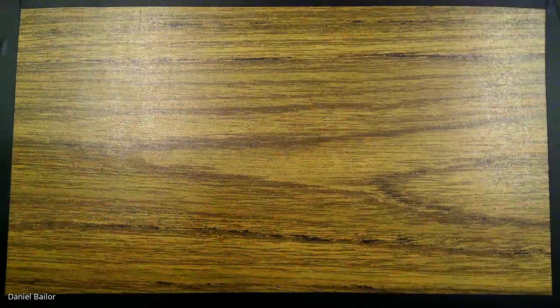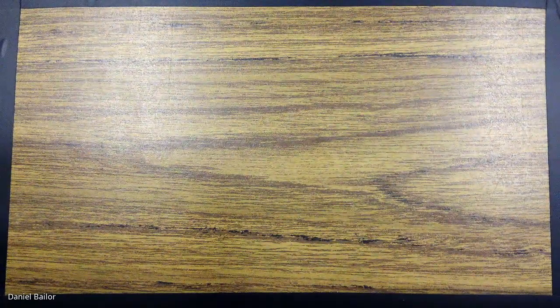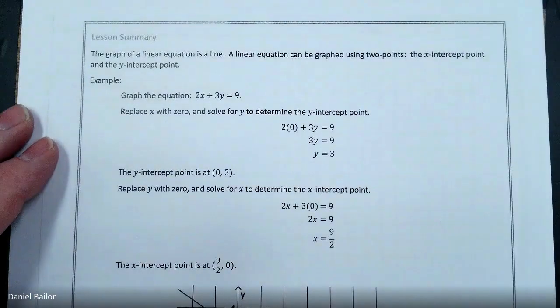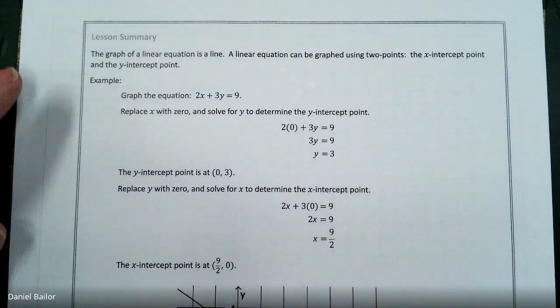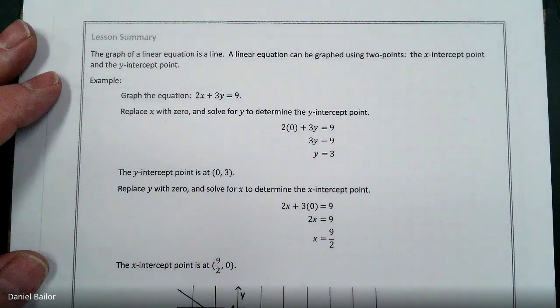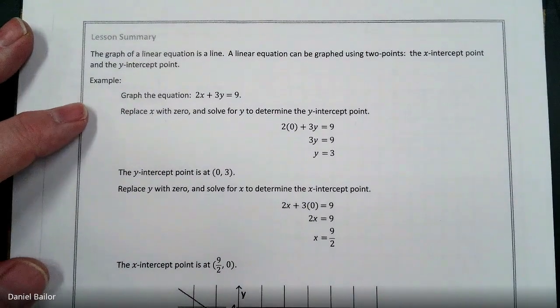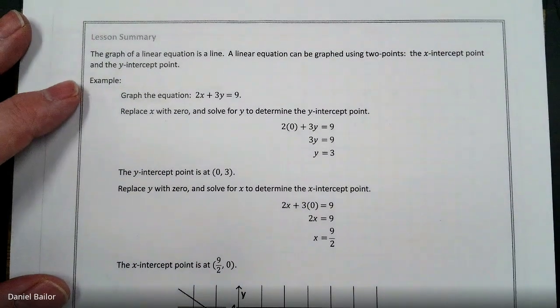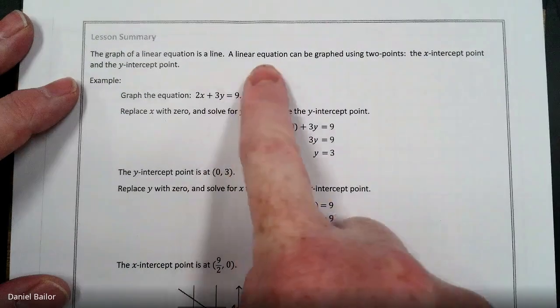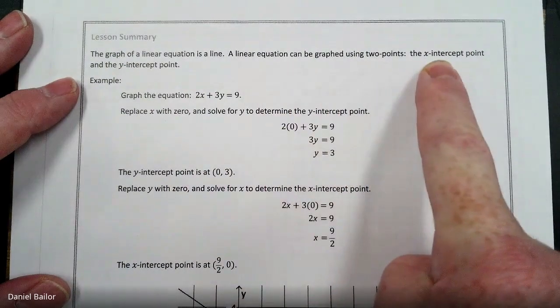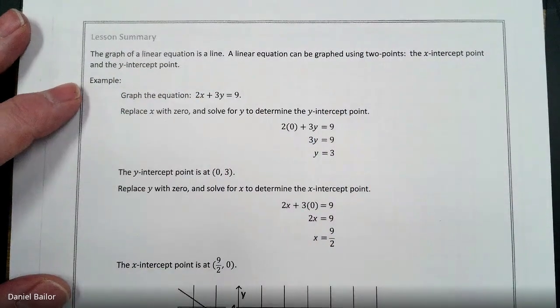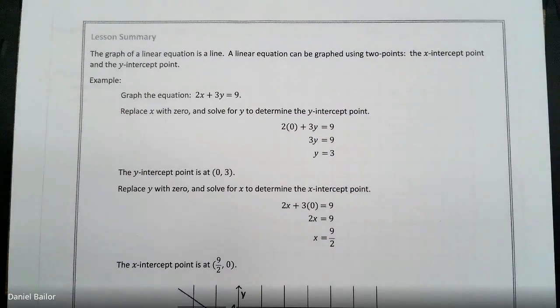So let's look at what we're doing today. This is the lesson summary on page 234. You can see that they give you the example. A linear equation can be graphed using 2 points, the x-intercept and the y-intercept. This is right here. They tell you how to do it.